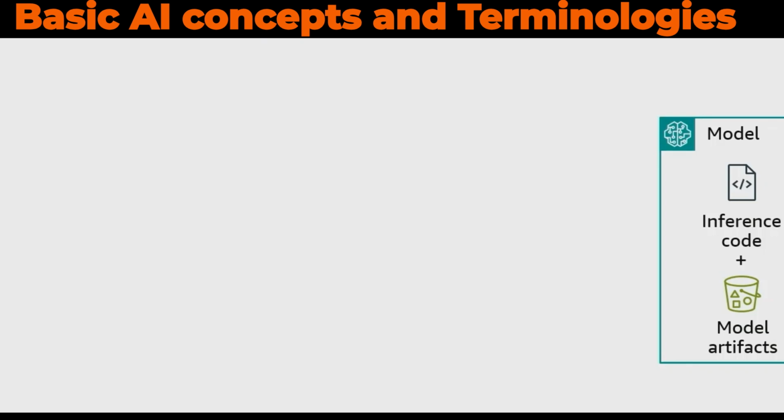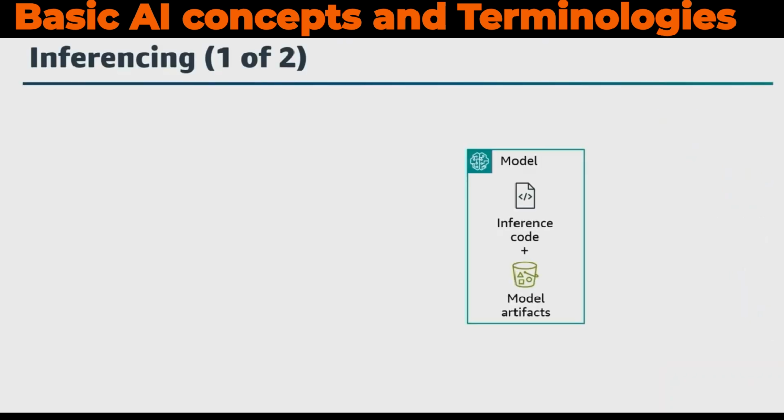The model artifacts, which are normally stored in Amazon S3, are packaged together with inference code to make a deployable model. Inference code is the software that implements the model by reading the artifacts. There are two general options for hosting a model.